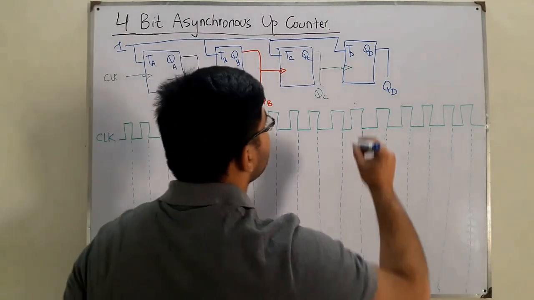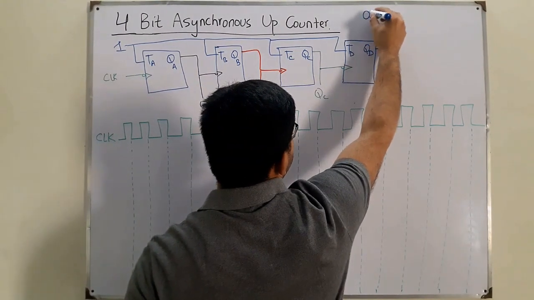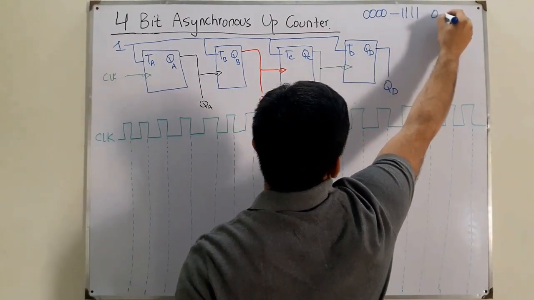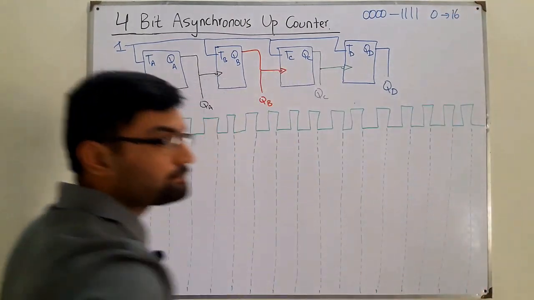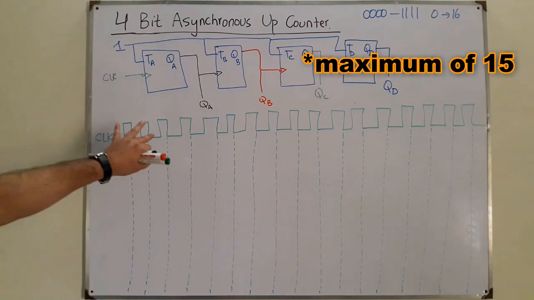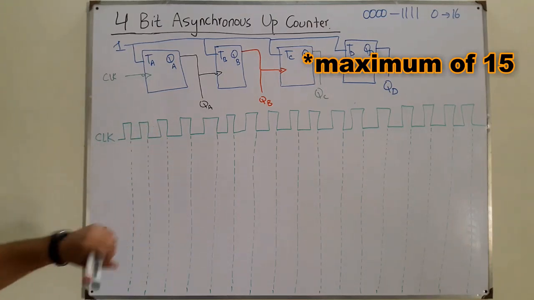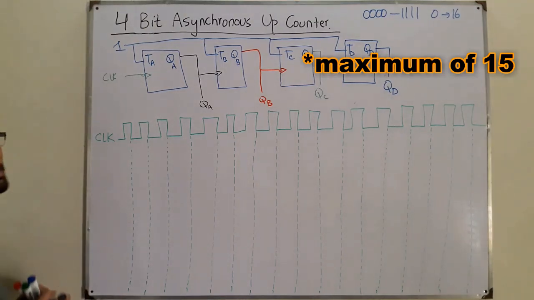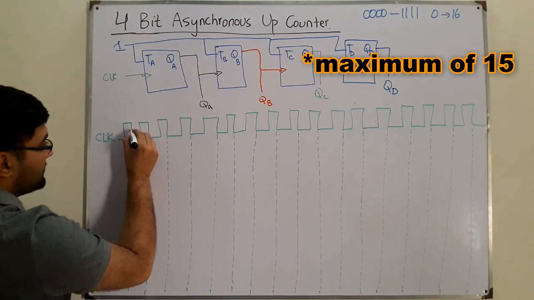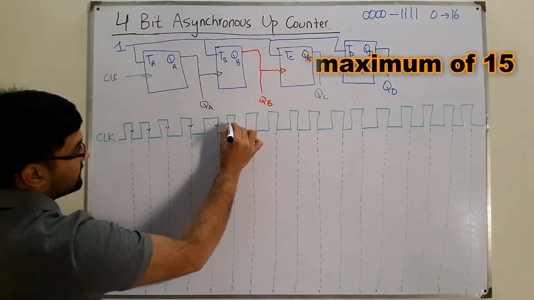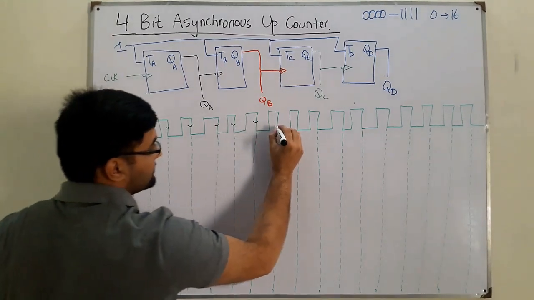Now, with the help of 4 bits, we can represent numbers from 0000 to 1111, which means from 0 to 16. And that is how we see it and we implement it. So, now the external clock pulse is given to TA. TA will operate on the negative edges of the external clock pulse. So, let me mention the negative edges. These are the negative edges.